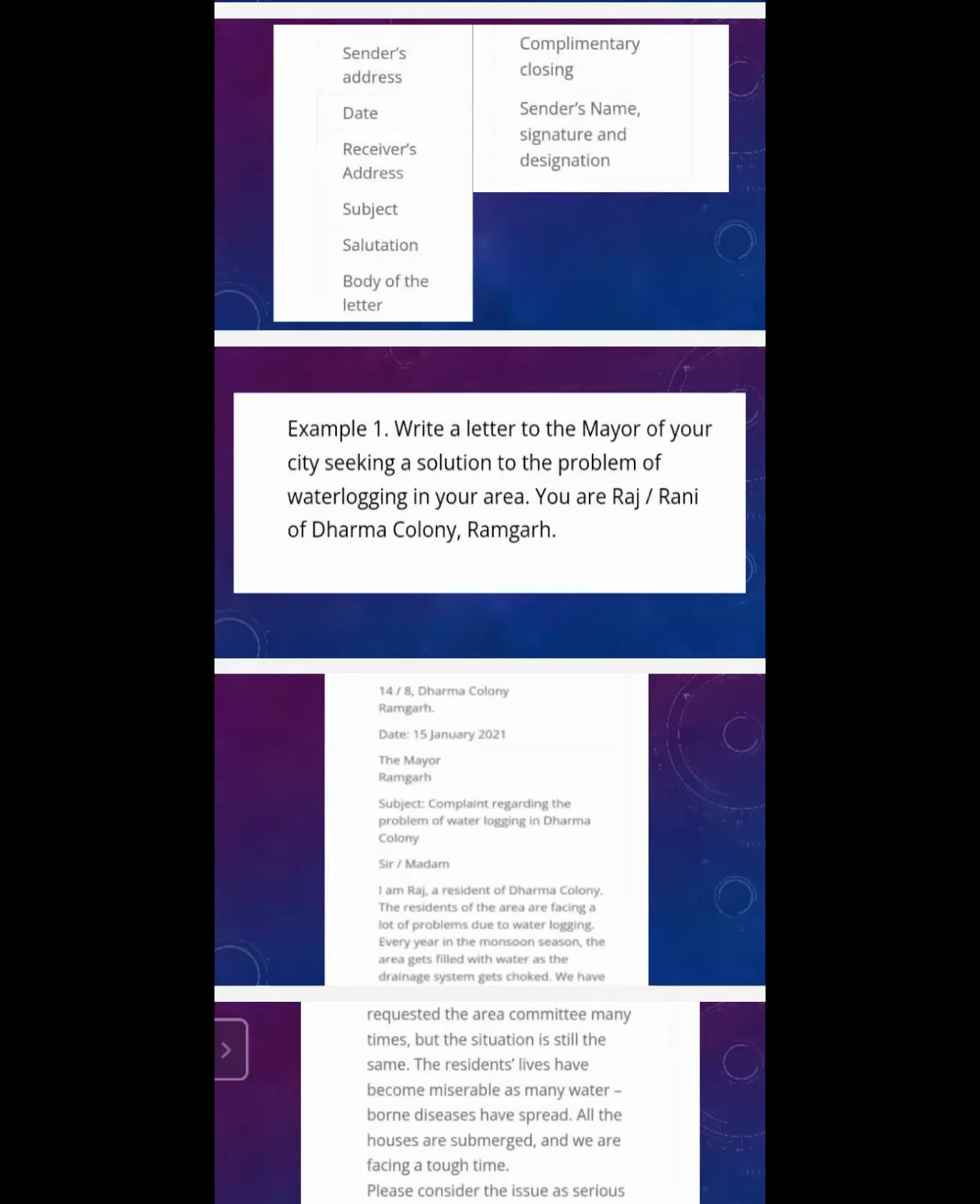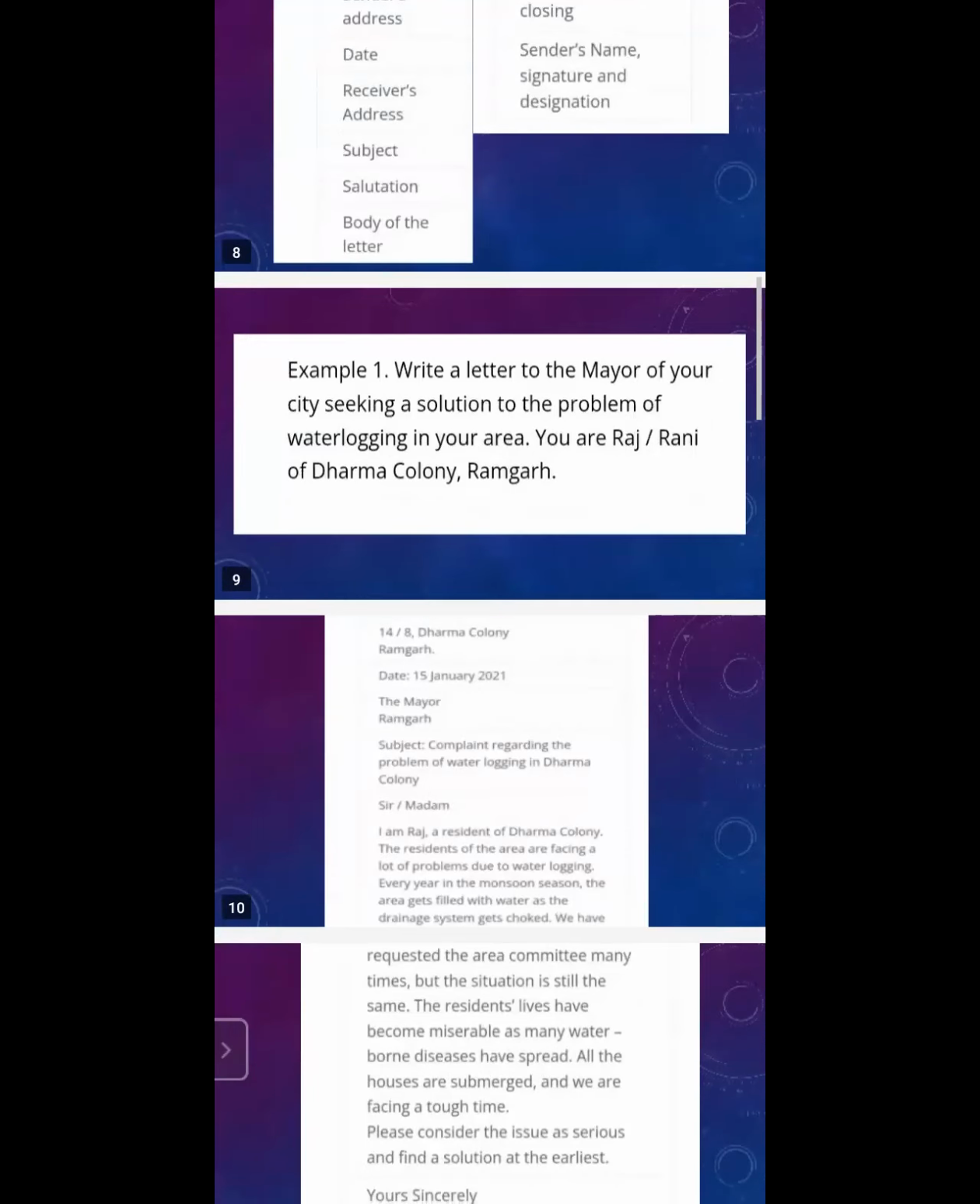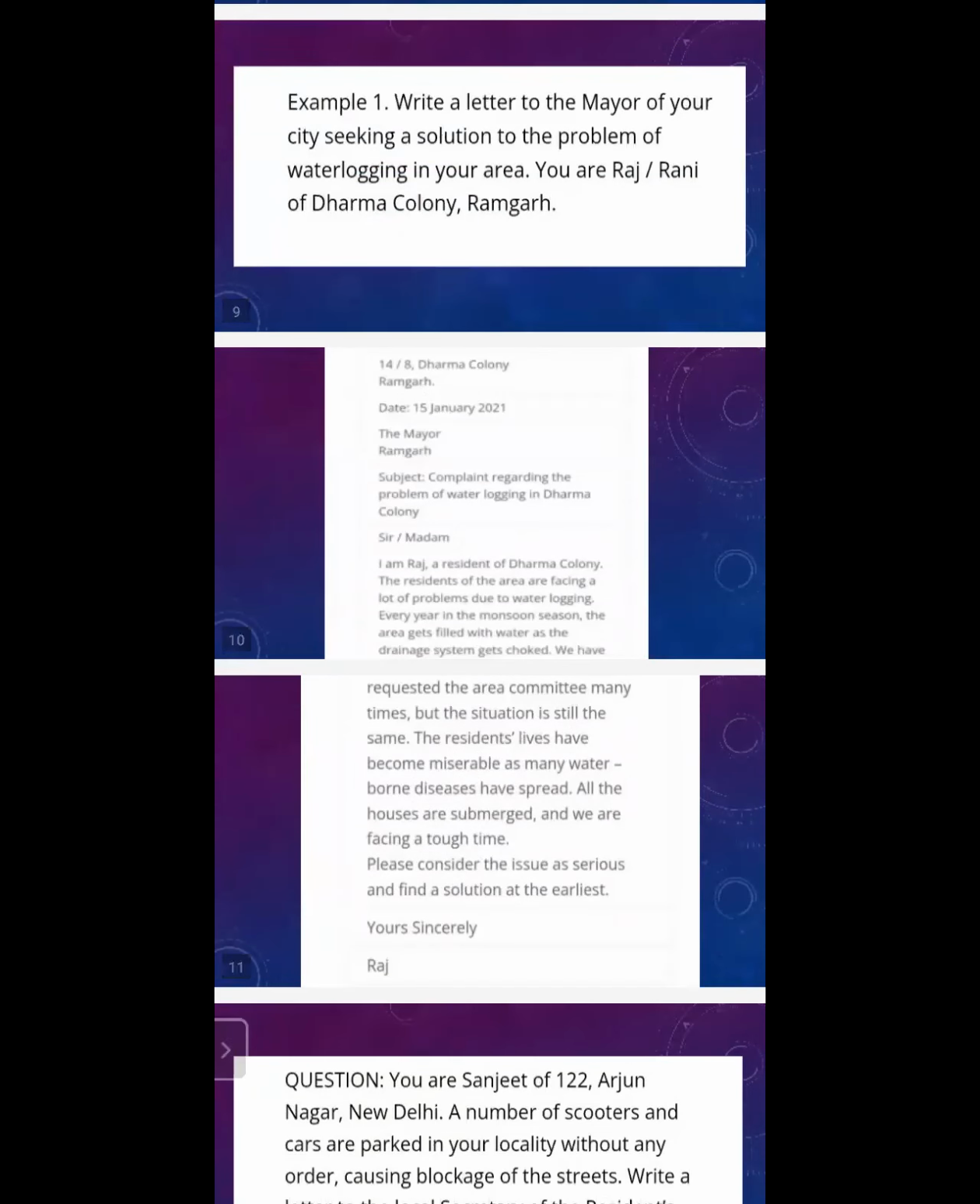Write a letter to the mayor of your city seeking a solution to the problem of water logging in your area. You are Raj or Rani of Dharma Colony, Ramgarh. You have to write the letter to the mayor of your city seeking a solution to the problem of water logging in your area.